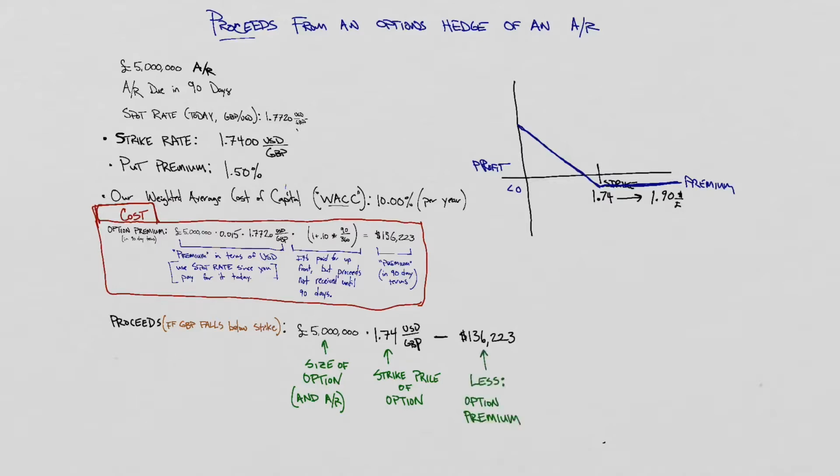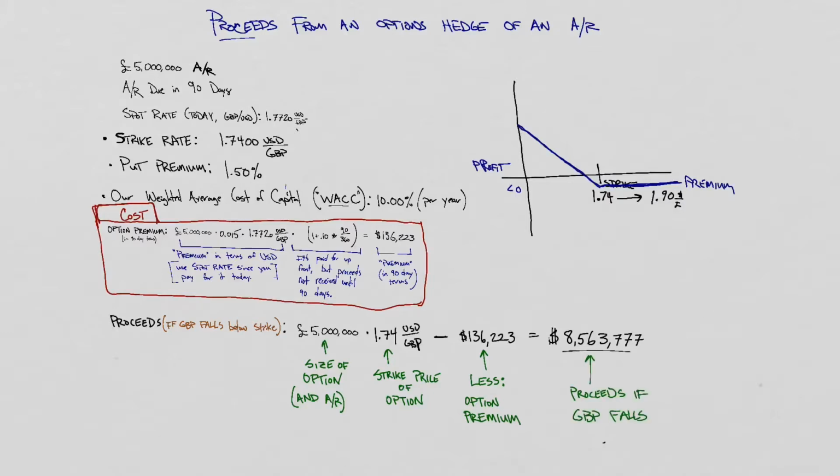So for anything in 90 days, if the pound falls below 1.74, anything at any value below 1.74, our proceeds are still guaranteed because of this option to be worth $8.56 million. That's our proceeds if the British pound falls. We've locked in a certain amount of proceeds here.